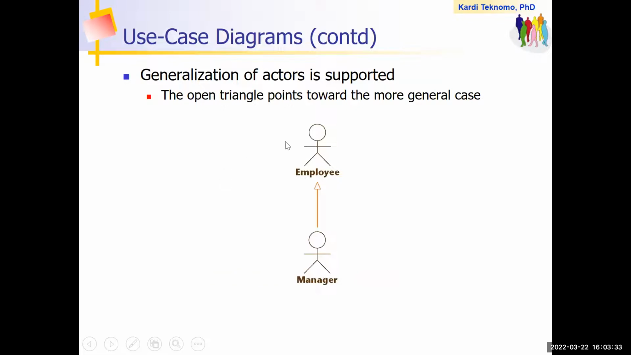So the actor also can be inherited. For example, a manager is an employee, right? Correct? So then you can create an open triangle like that.